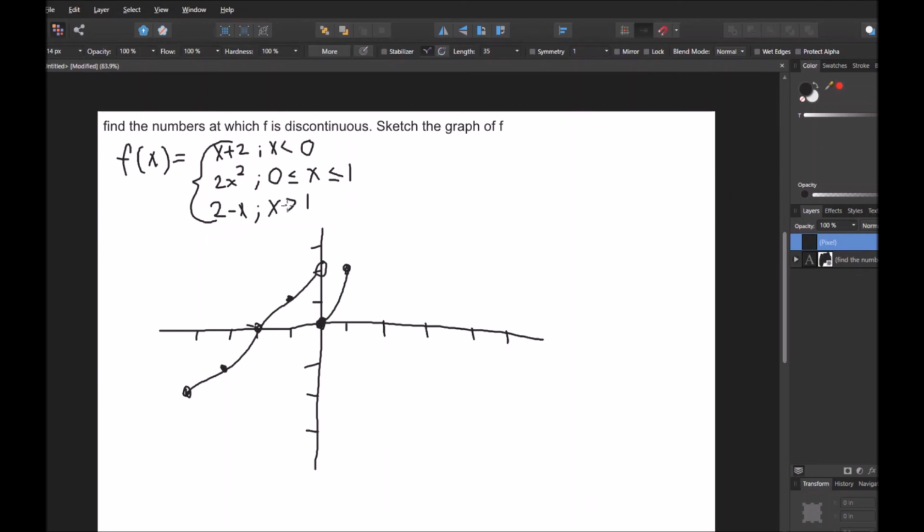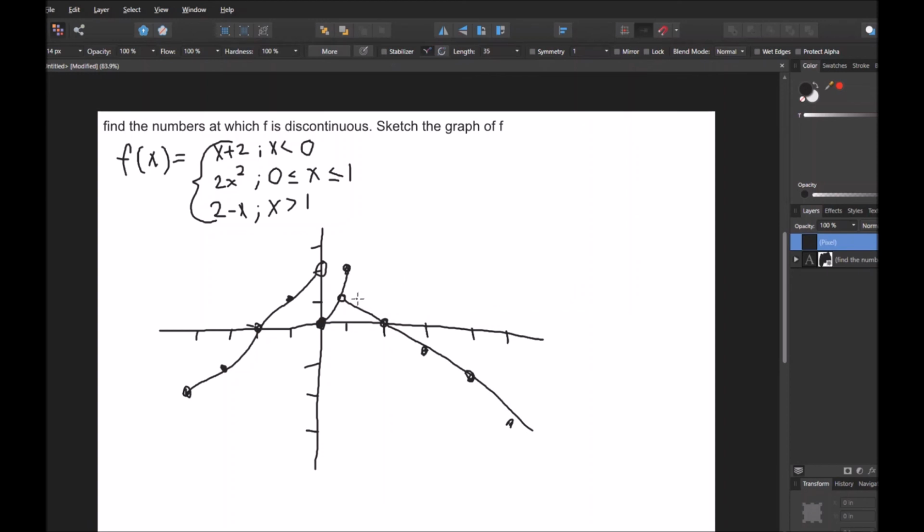And then for x greater than 1, it's defined as 2 minus x. So at x equals 1, 2 minus 1 is 1. So at x equals 1, we have this open circle right here, because 2 minus 1 is 1. And once again, this is a linear equation, 2 minus x, with a slope of negative 1. So we can go down 1 over 1, down 1 over 1 again, and again. And we'd get this graph right here.